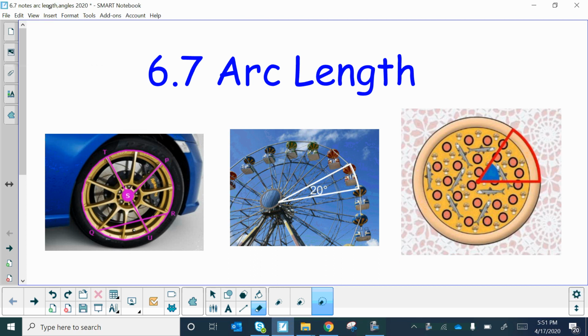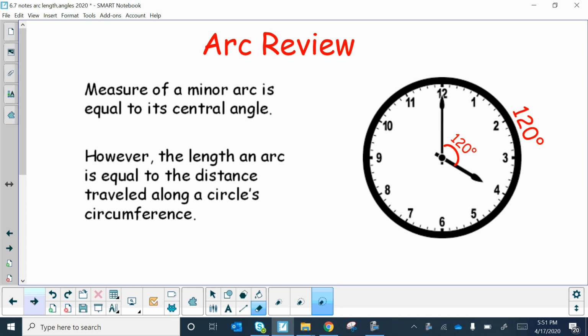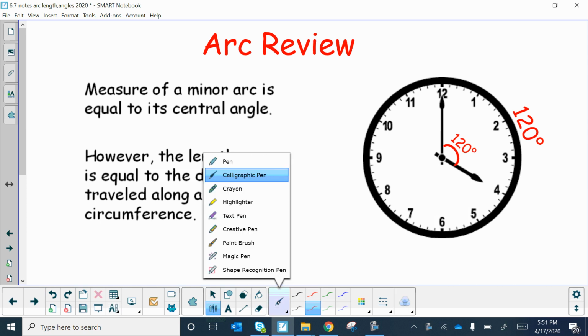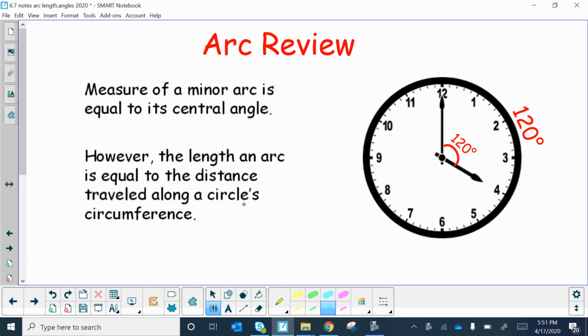All right, this is 6.7 arc length. So let's review what the measure of an arc is. The measure of a minor arc is equal to its central angle. So as you look off to the right at this picture, you have this arc out here. That's 120 degrees. Why is it 120? Because it's the same as its central angle. Okay, so that we already know.